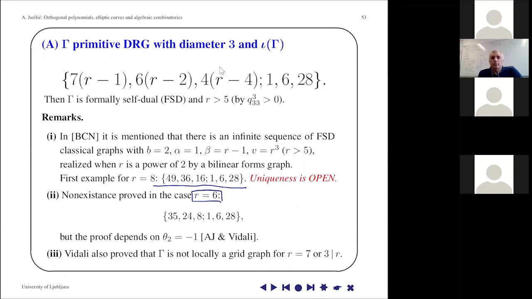Yeah. So I think that the uniqueness of this. So when R equals 8, it is the bilinear forms graph over the binary field, right? Yes. Yeah, I think that its uniqueness was shown by Jack and myself, so it's unique. Oh, okay. Okay, good. Excellent. I'll check. And you also mentioned in the next slides.